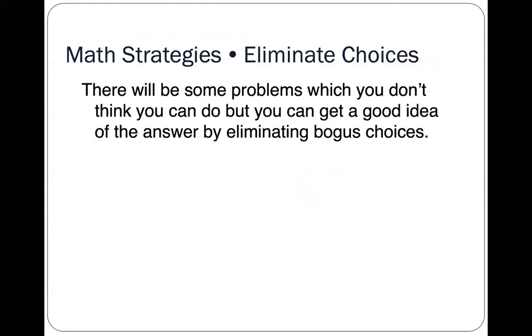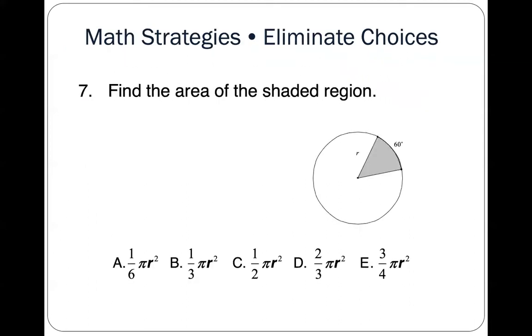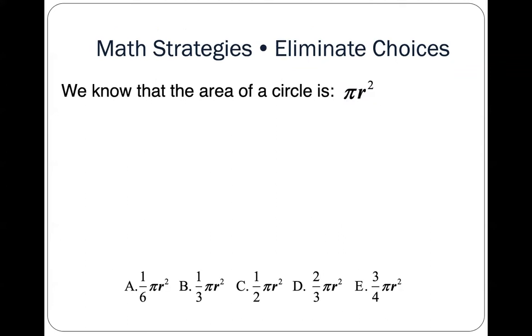Eliminating choices will be helpful. There will be some problems which you don't think you can do, but you can get a good idea of the answer by eliminating bogus choices. Here's an example. Find the area of the shaded region. So here's a circle. We've got a shaded region. It says 60 degrees, and we've got R for the radius, and our choices are at the bottom. So we know the area of a circle is pi r squared.